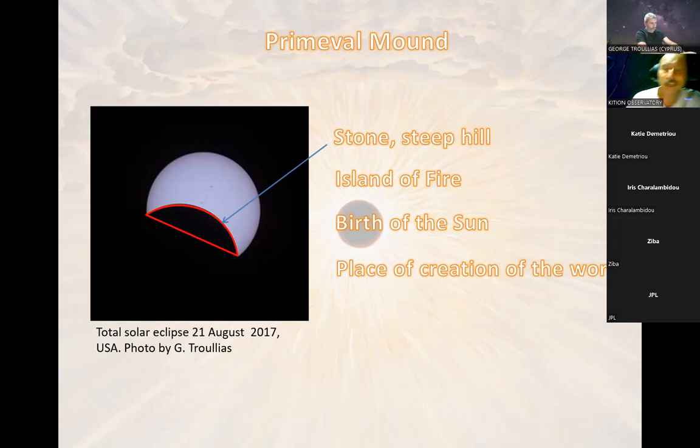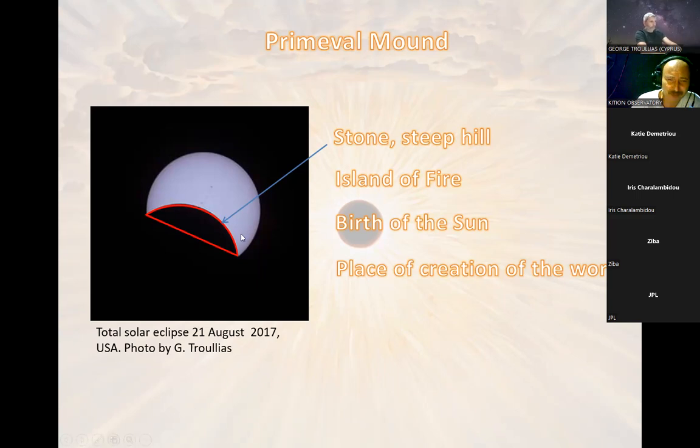We don't care much at the moment what is over our steep hill, but this is a stone because it is on an island. An island should consist of stone. So it's more or less obvious and simple to understand. It is an island of fire, of course, because the sun is hot and produces fire. It's the place of birth of the sun and the place of creation of the world, because it is this observation which produced such an idea. Okay, so we have the primeval mound.